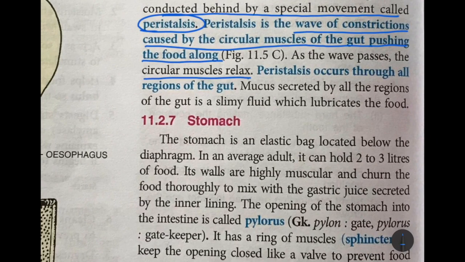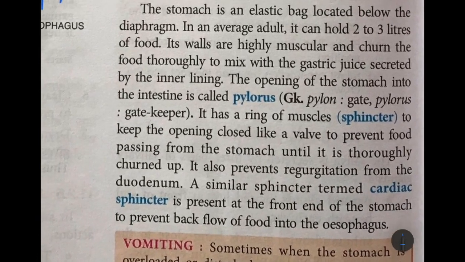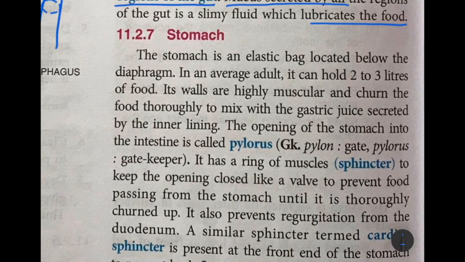Remember children, it is caused by the circular muscles of the gut. The circular muscles are here. So peristalsis occurs through all the regions of the gut, that is, not only the esophagus. It takes place throughout the digestive system. Now mucus secreted by all the regions of the gut is a slimy fluid which lubricates the food. Lubricates the food means makes the food slippery so that it can easily go down through the gut or the alimentary canal.